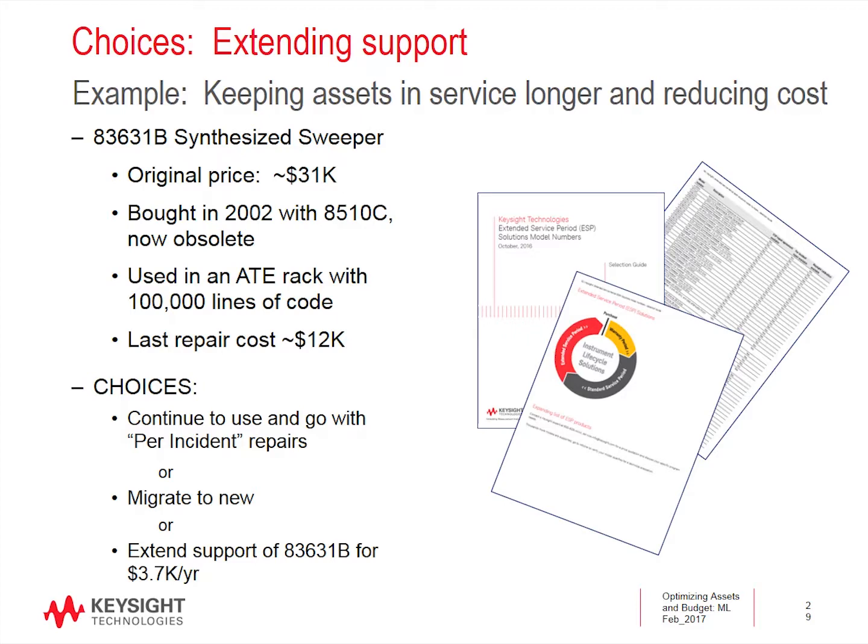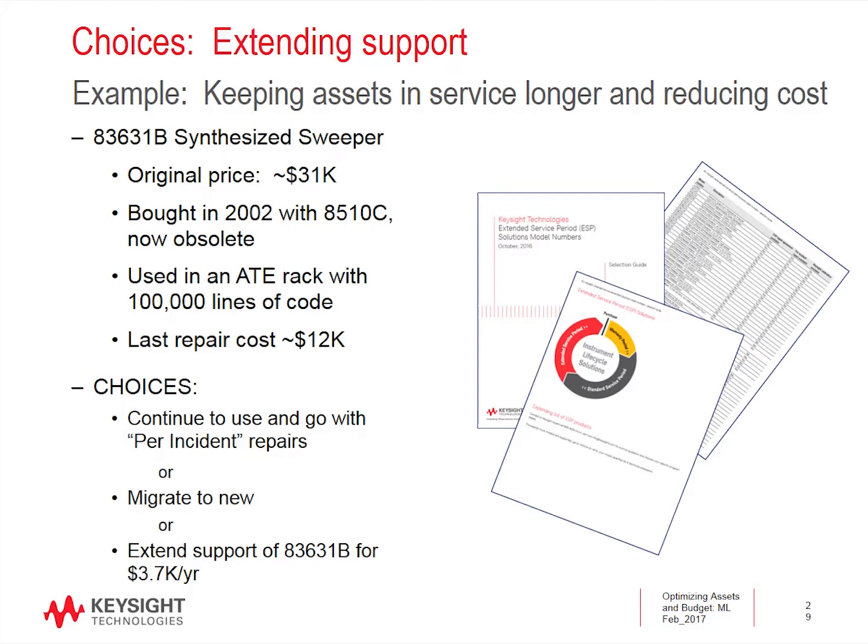Here's a second situation in the department where we need to make a choice. In this case, the customer has a critical need to keep the existing 83631B in their test setup, since they have hundreds of lines of code written in their automatic test application, and it would be extremely difficult to migrate that code to something new. The sweeper is about 15 years old, and it was made obsolete a long time ago, and it is getting expensive to repair. They spent about $12,000 last time it failed, and that hadn't been budgeted for previously.